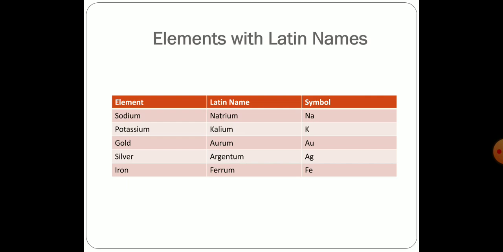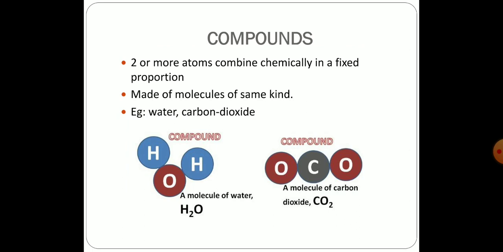in your homework notebook. Now coming to compounds, we saw what is an element. Now we are going to see compound. Compound means two or more atoms, yes, two or more atoms of the same element or of different elements. Here we are going to say different elements. So two or more atoms of different elements combine chemically, chemically meaning through chemical methods, in a fixed proportion.